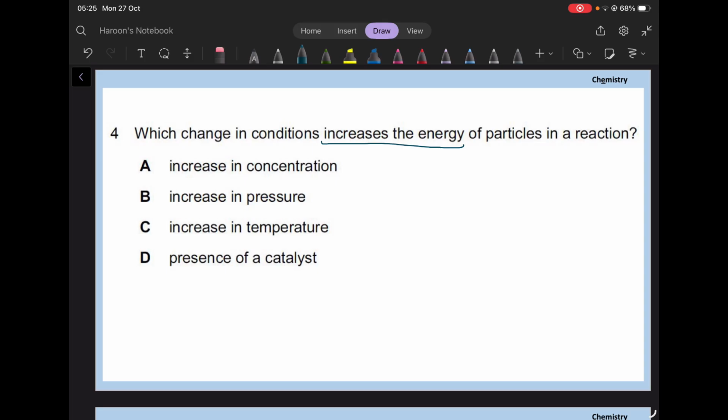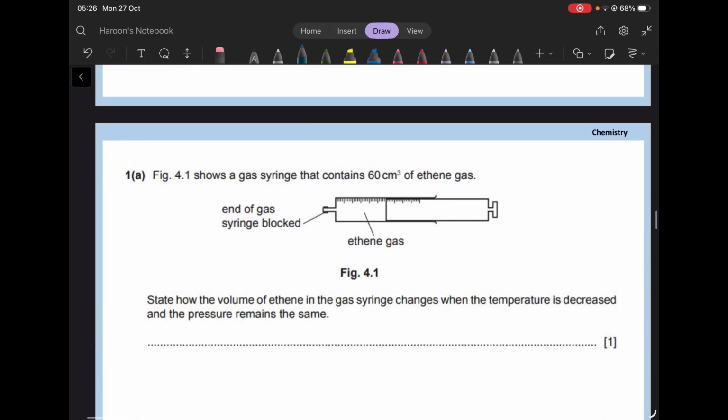So over here you can see an increase in temperature. An increase in temperature causes an increase in kinetic energy, and an increase in kinetic energy of course would lead to these particles moving faster. So C has to be the correct answer. Increase in energy would be due to an increase in temperature.